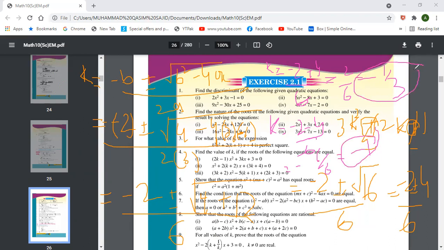So this is the method to find the unknown constant or variable from a given equation. This is the end of question number 3.